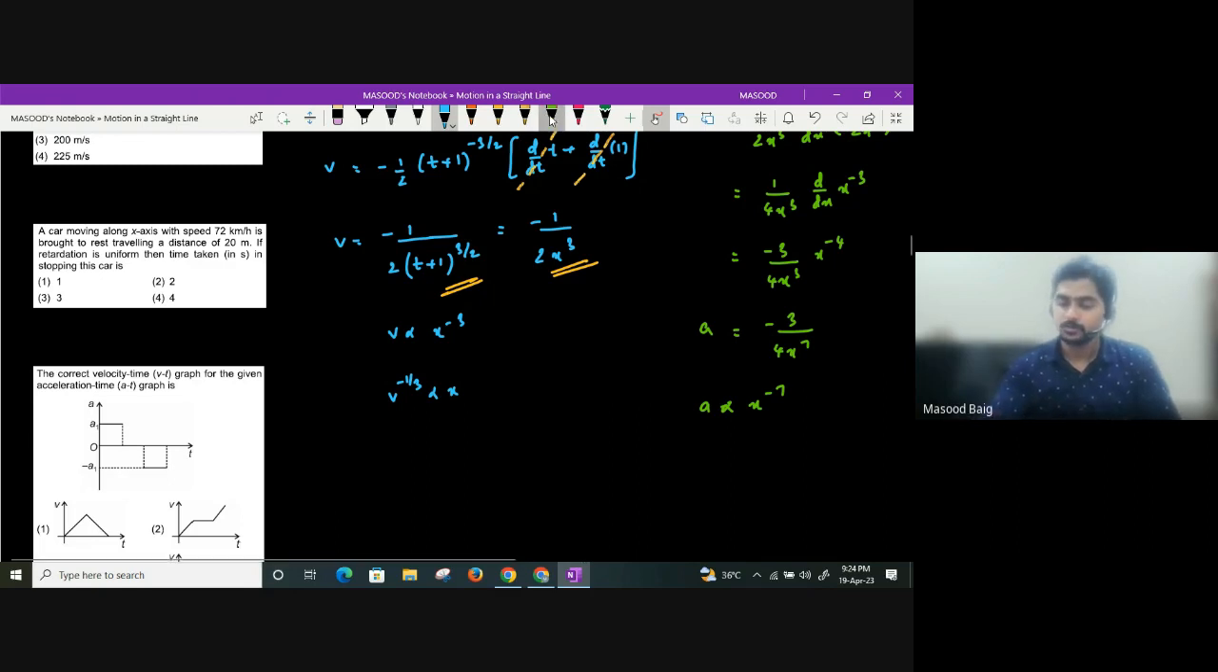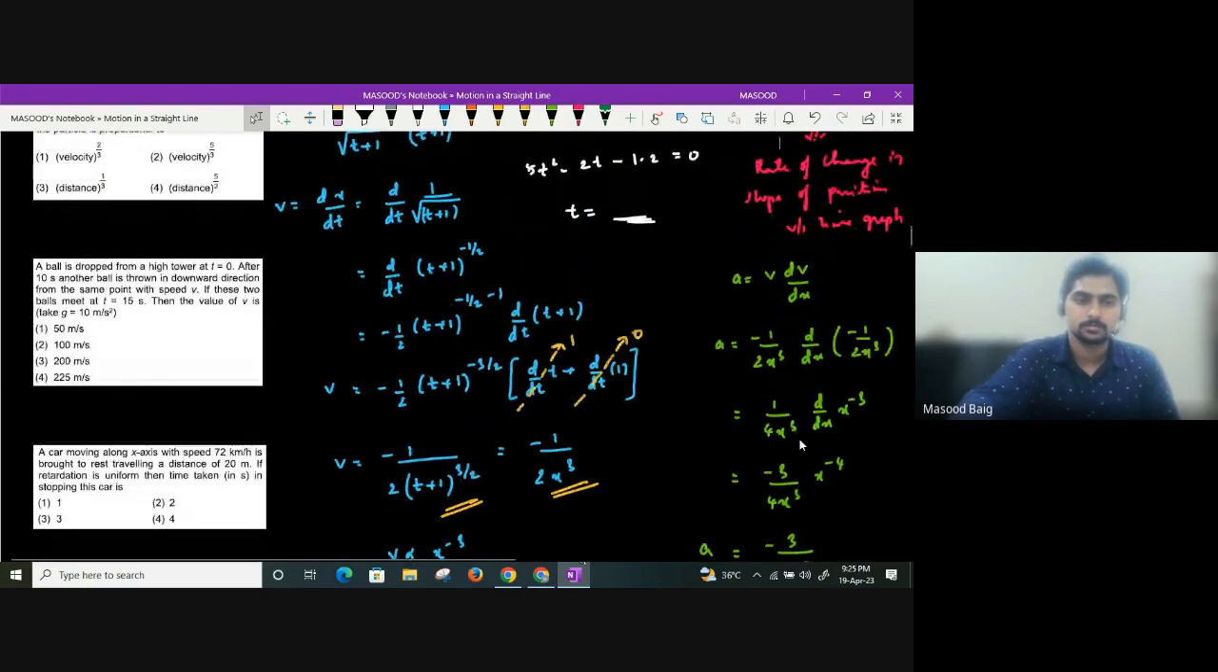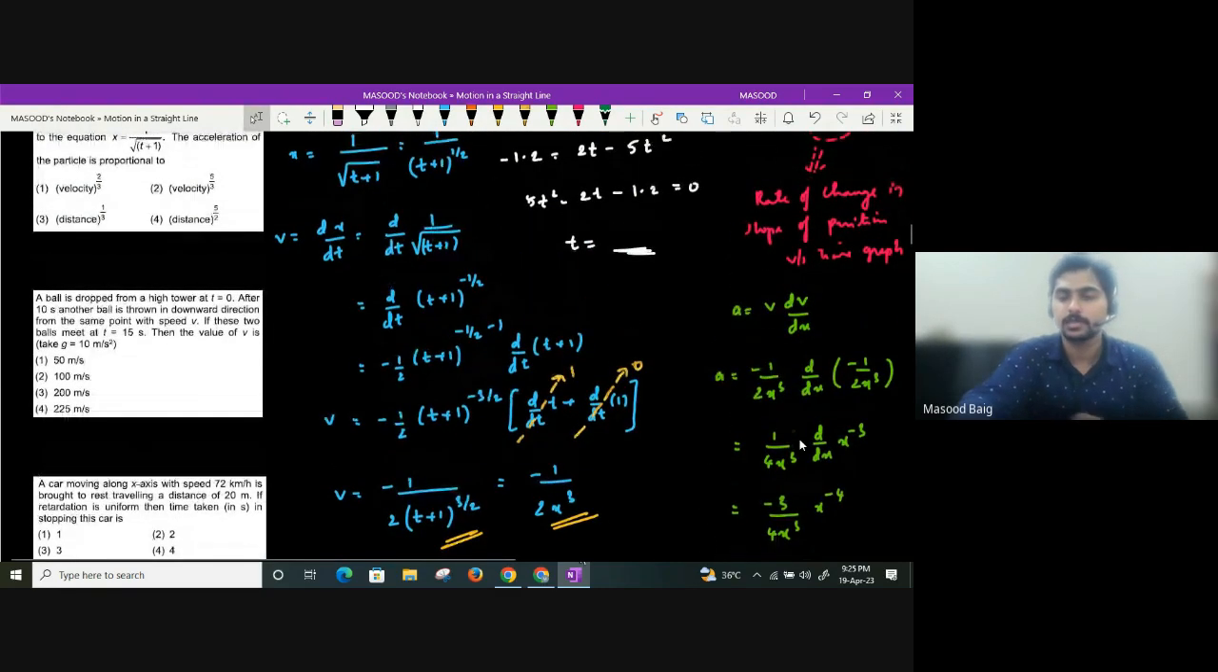Now what can we write? Acceleration will be proportional to v power 7 by 3, I'm getting. There's no such option, I guess. 1 by 3 is there, 5 by 3 is there. Did I make any mistake? Just check.